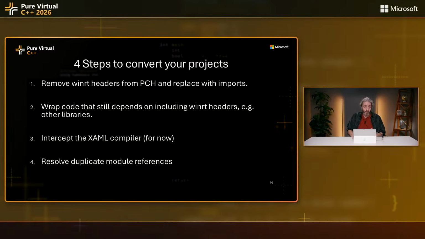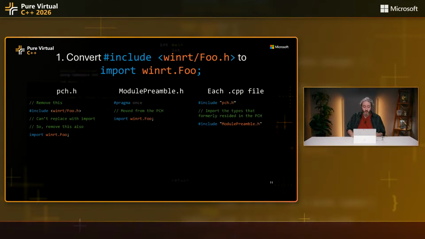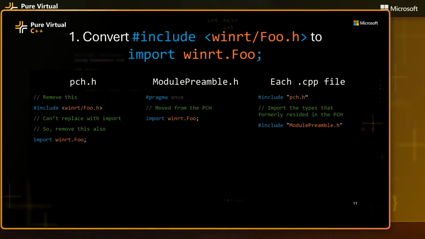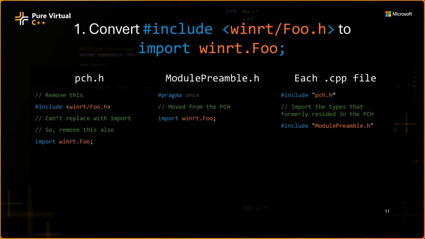So here we go. Ready? First step. Convert those includes to imports. So what we have here is your pch.h on the left with an include statement. We're going to remove that. As we said, you can't replace it in the precompiled header with an import statement. That breaks. It's an internal compiler error. So what I ended up doing was I hoisted all those includes first into a module preamble header. That's what I called it, module_preamble.h, and converted them to imports over there.